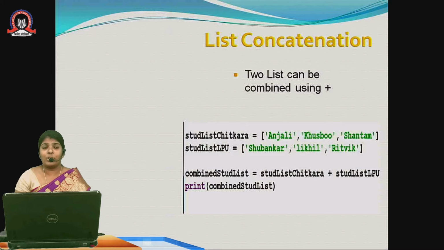So two lists are there and we are going to combine them. How can we combine? Just put the plus sign. Automatically the two lists will be combined. I am giving the name combined student list equal to student list Chitkara plus student list LPU. Two different lists can be combined if you give the plus operator. Then print combined student list. So what happened? The two lists are combined. So you use the plus operator to combine two different lists.